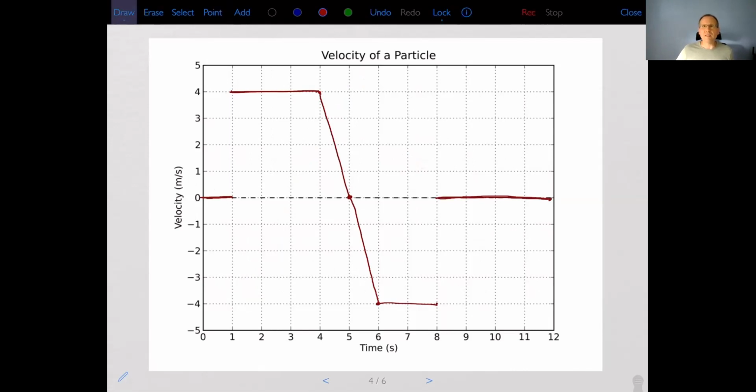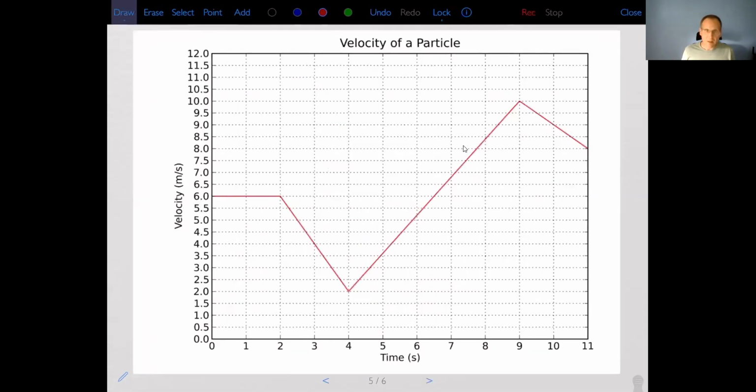Okay, let's look at the next practice, which has a velocity versus time graph. Okay, so here's my velocity versus time graph. So now this is a little bit different. If I'm asked a question about the velocity, I can read it directly off of the graph, right? Just read it directly off the graph because I have velocity versus time.